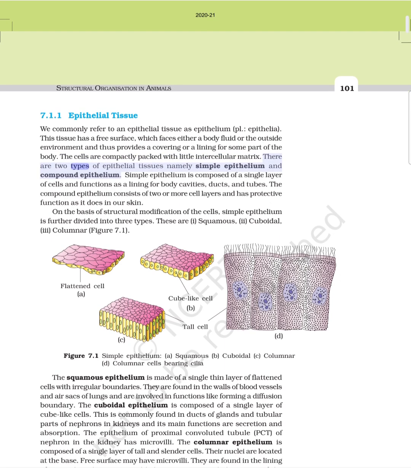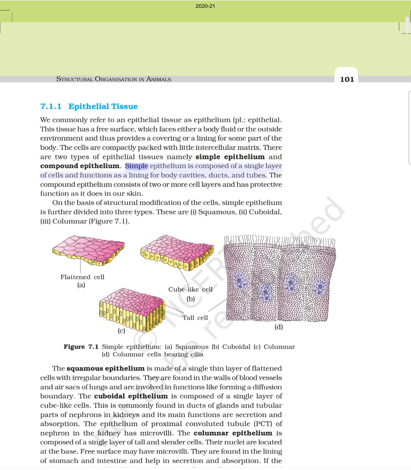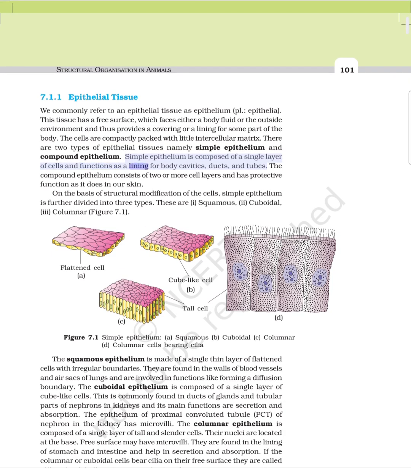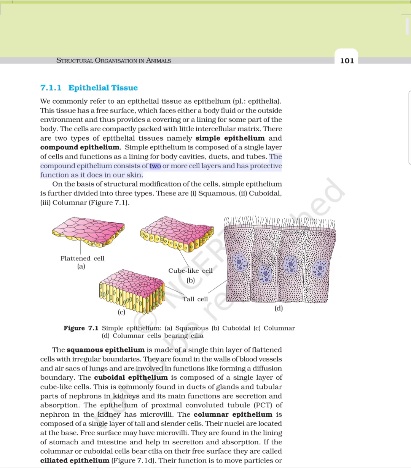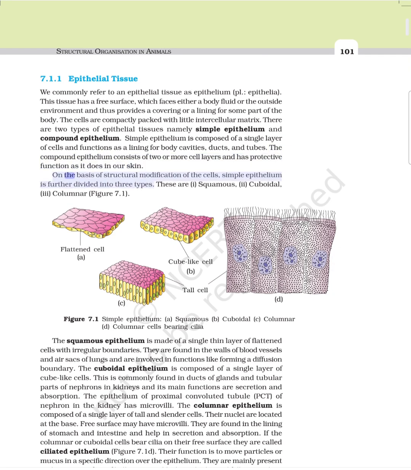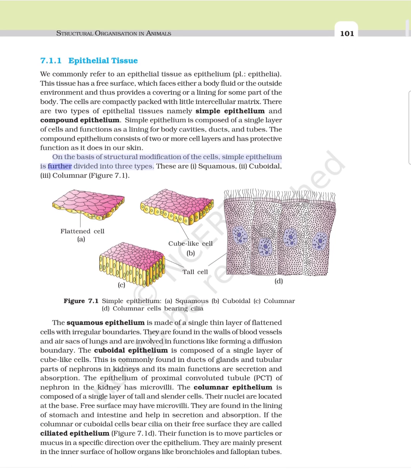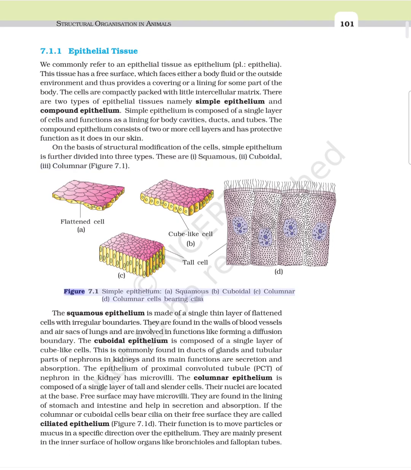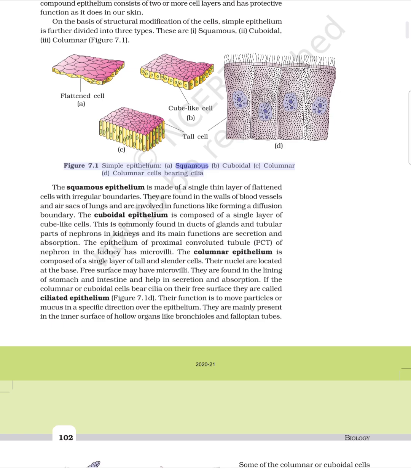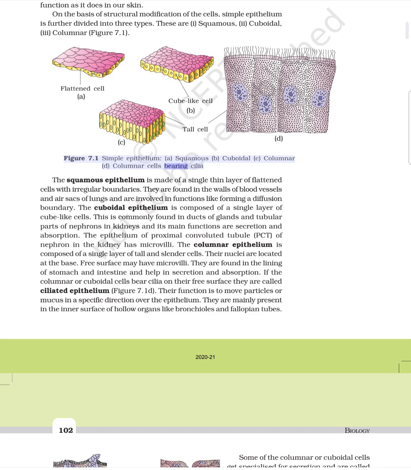There are 2 types of epithelial tissues, namely simple epithelium and compound epithelium. Simple epithelium is composed of a single layer of cells and functions as a lining for body cavities, ducts, and tubes. The compound epithelium consists of 2 or more cell layers and has protective function as it does in our skin. On the basis of structural modification of the cells, simple epithelium is further divided into 3 types. These are squamous, cuboidal, columnar. Figure 7.1 Simple epithelium, squamous, cuboidal, columnar cells bearing cilia.